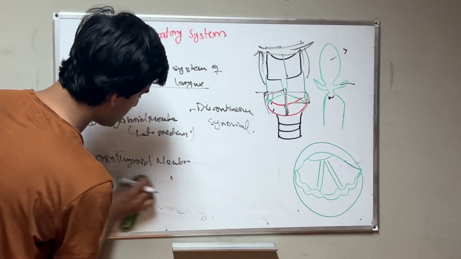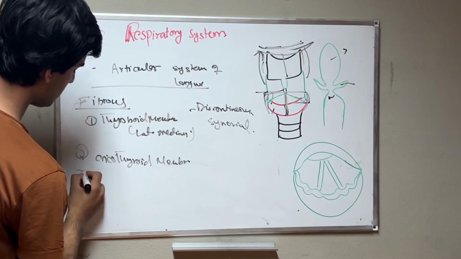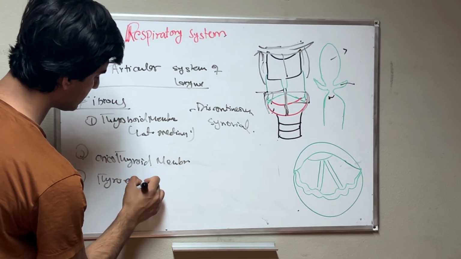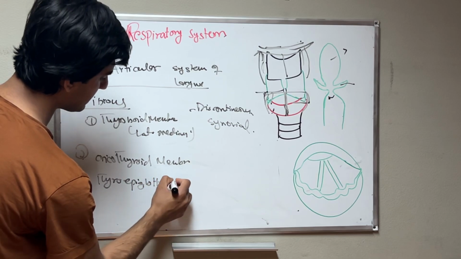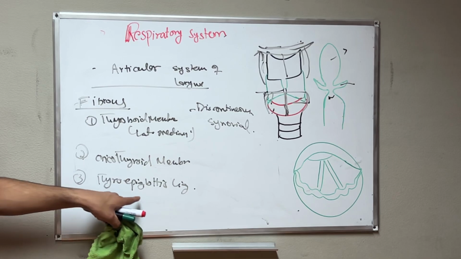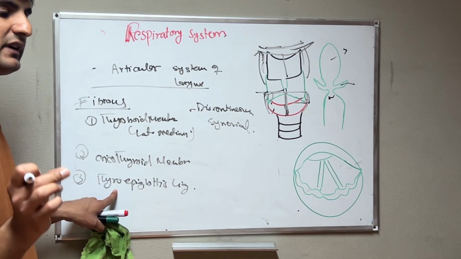Okay, now the third one we have ligaments. Third we have thyroepiglottic ligaments, and it means where there is a ligament. Now it's the ligament, thyroepiglottic ligaments. Okay, because in fibrous we have ligaments and membranes.